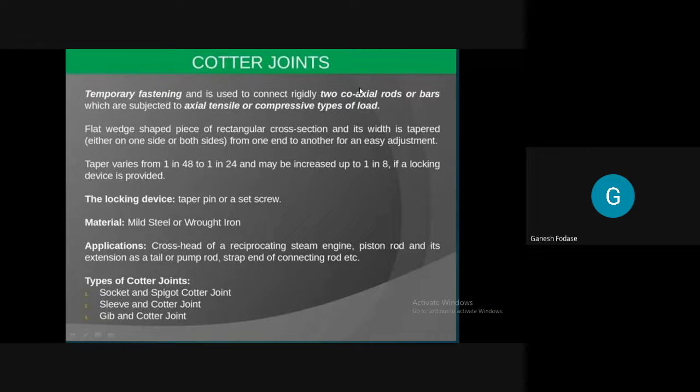I told you already, two coaxial rods or bars, or you can say shafts, which are subjected to axial load, axial tensile or compressive load. This is just an idea about the quarter joint.